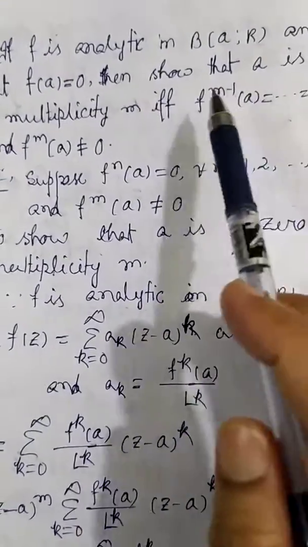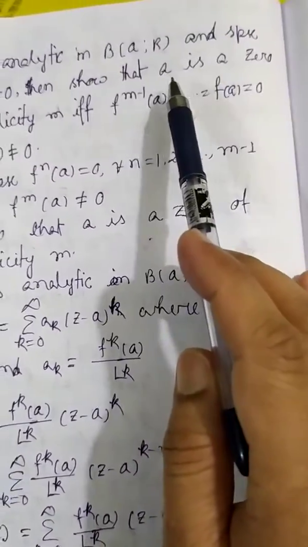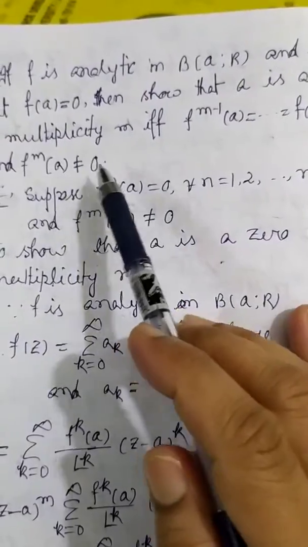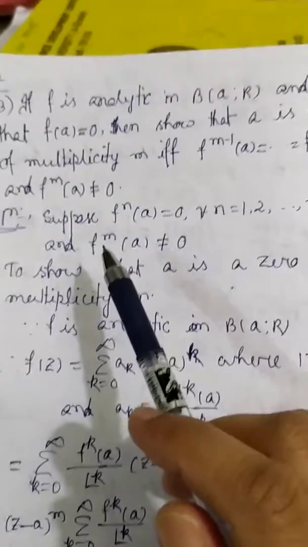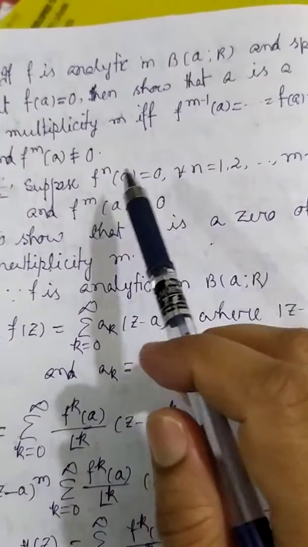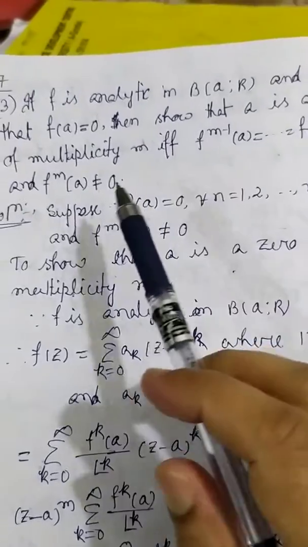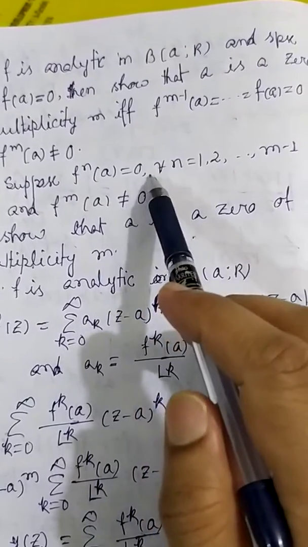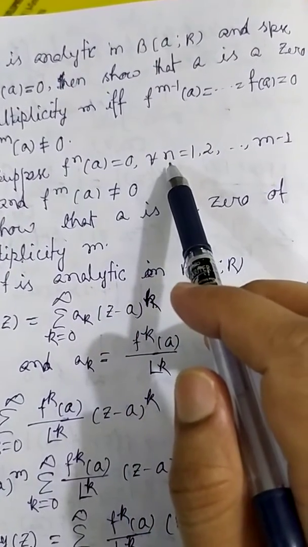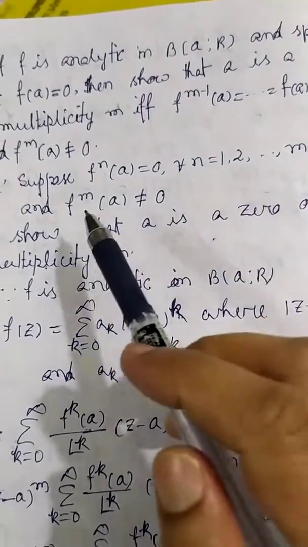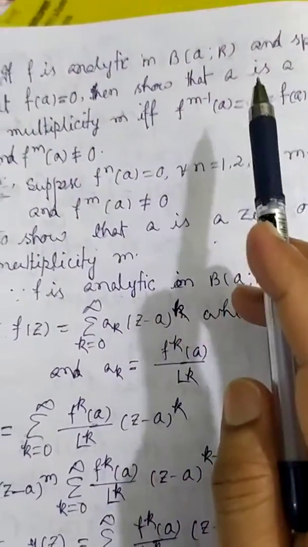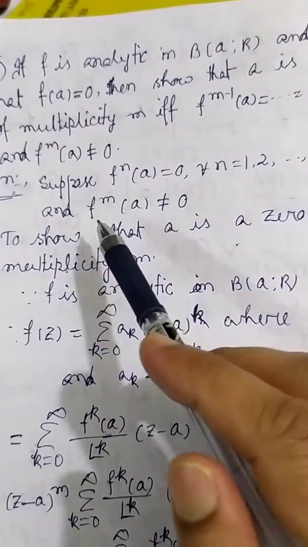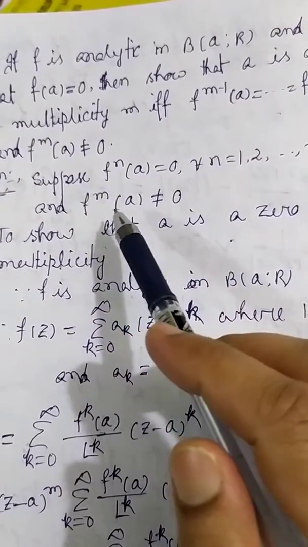So this is an if and only if statement: a is a zero of multiplicity m if and only if this condition is satisfied. First, suppose all these derivatives are equal to 0 other than the mth derivative, that is, the nth derivative of f at a is equal to 0 for all n equal to 1, 2, 3 up to m minus 1. And of course f of a is also 0, because it is given; for n equal to 0 we can assume that f of a is equal to 0. And the mth derivative of f at a is not equal to 0.